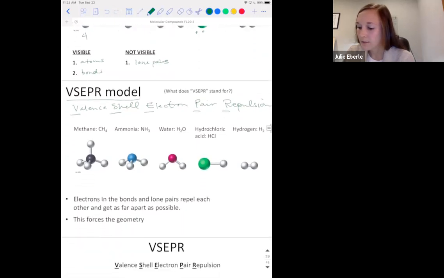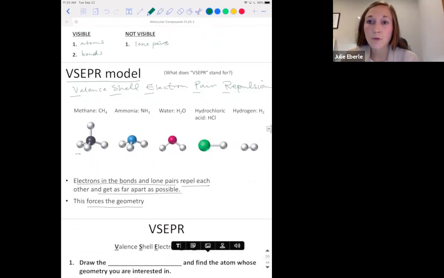All right, so what's happening is that electrons in the bonded atoms and in the bonds and the lone pairs, they repel each other. Remember, bonds are made up of electrons. A bond is 2 electrons. They repel each other because they're all negatively charged, and negative charges repel. And so they try to get as far apart as possible because of that repulsion, and that's what forces the geometry. That's what determines the shape. Okay.